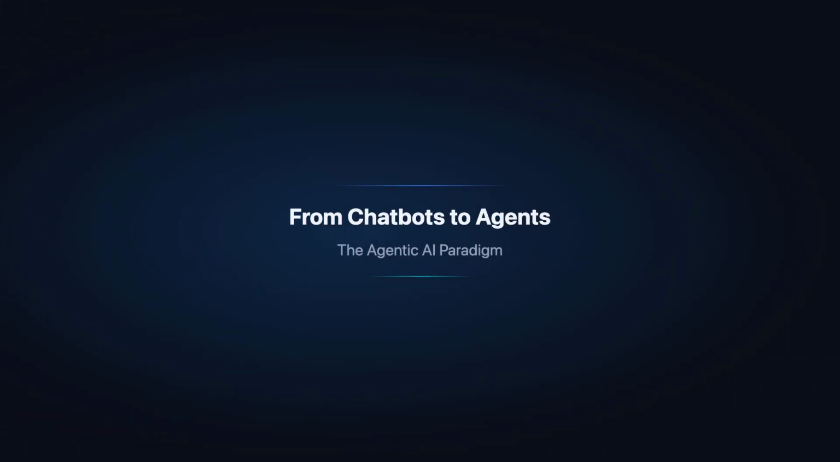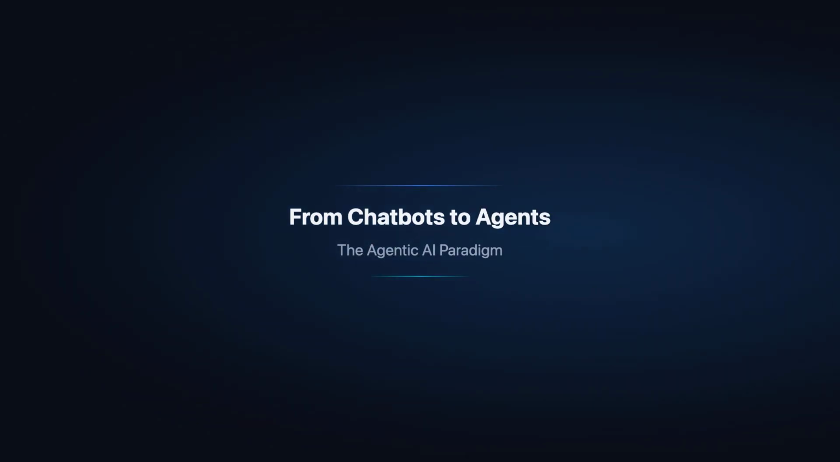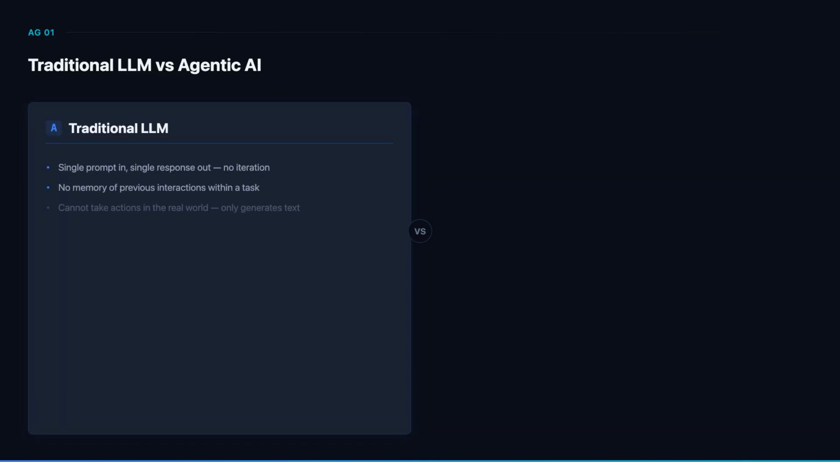Let's start by understanding what makes agentic AI fundamentally different from traditional LLM applications. The shift from traditional LLM usage to agentic AI represents a fundamental change in how we build AI systems. Traditional LLM usage follows a simple pattern. The user sends a prompt, the model generates a response, and the interaction ends.